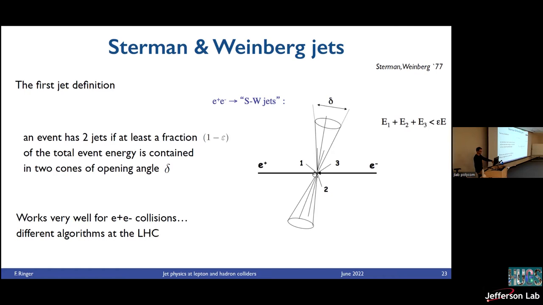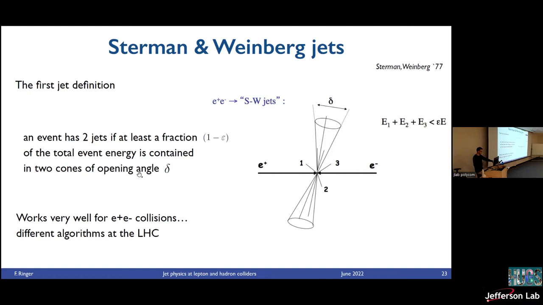And so what do you see here? We have an incoming e+ e- pair, and then we produce a bunch of partons or particles in the final state. And then we group them specifically into two jets. And so the way they define it is that they say an event has two jets if at least a fraction 1 minus epsilon of the total event energy is contained in the two cones of opening angle delta.